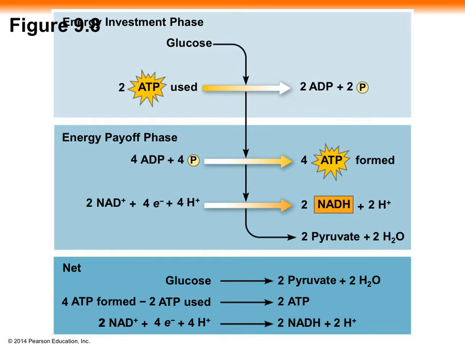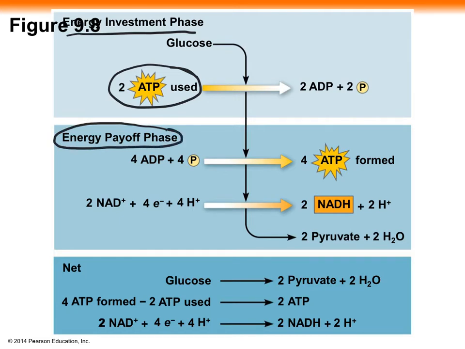The first phase is referred to as the energy investment phase. In this phase, beginning the breakdown of glucose, it uses 2 molecules of ATP, hence why it is referred to as the energy investment phase. As we continue through to break down glucose, we enter into the second phase, or the energy payoff phase. This is referred to as the energy payoff phase because we are going to form ATP.